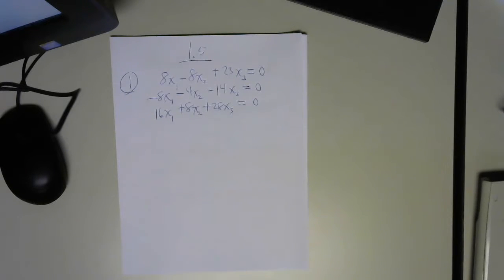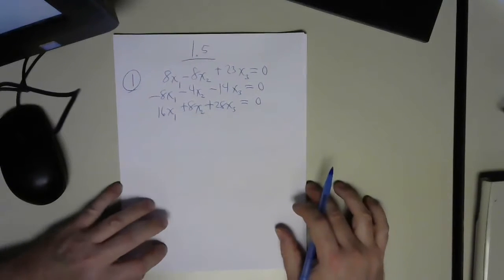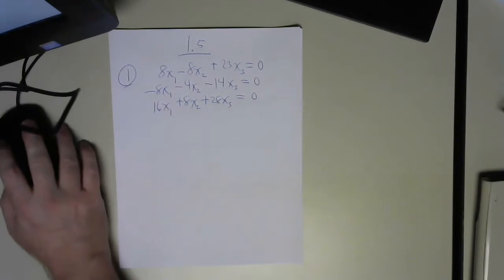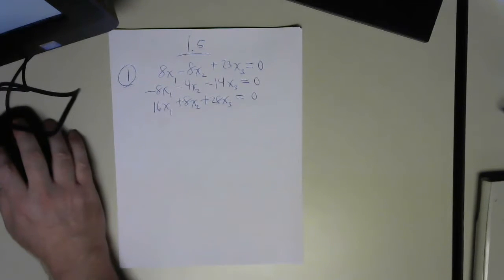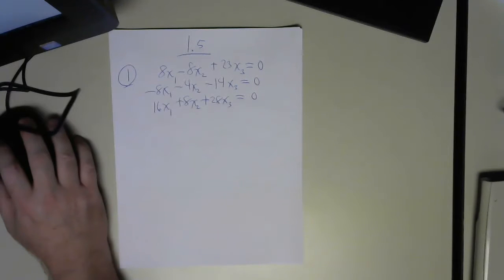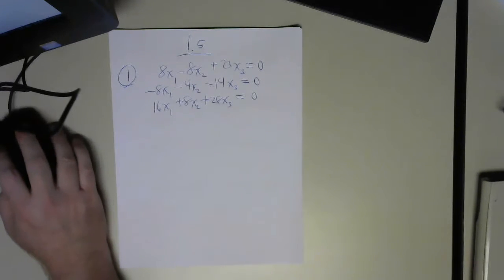All right, number one from section 1.5. Let's read the instructions first. Determine if the system has a non-trivial solution. Try to use as few operations as possible.